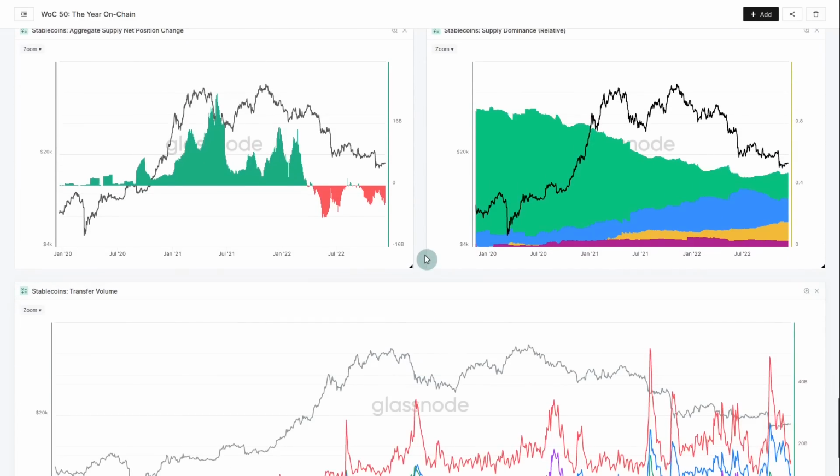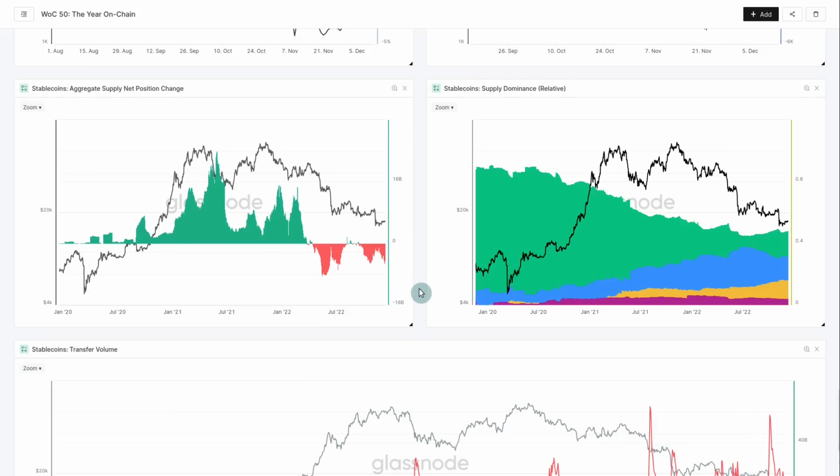Now, the last thing I want to touch on is the stablecoin market. So stablecoins have become a centerpiece of this industry. They are the base trading pair for most assets, both on DEXs, but also on centralized exchanges.